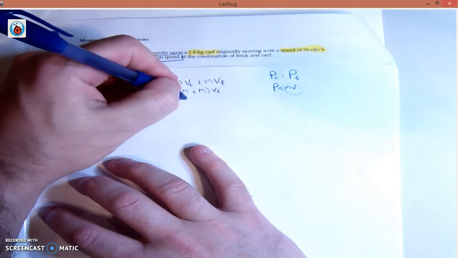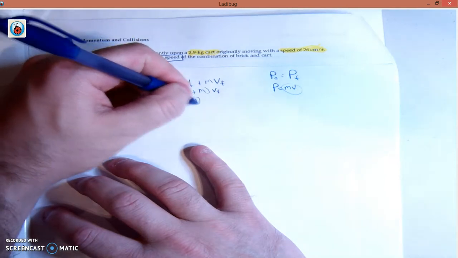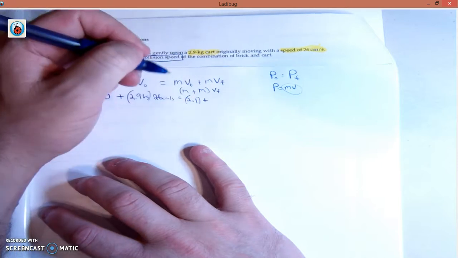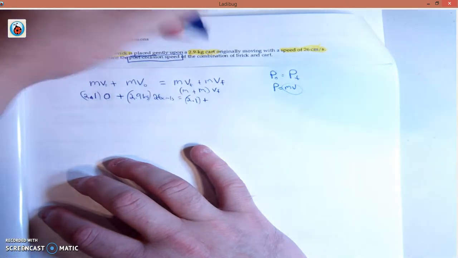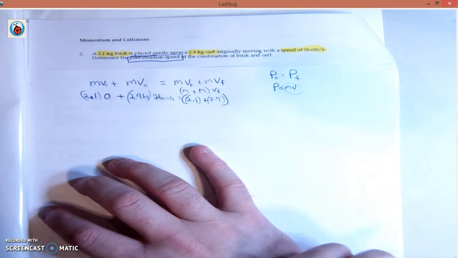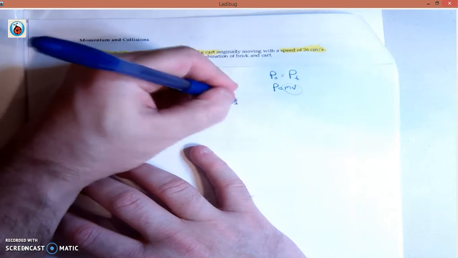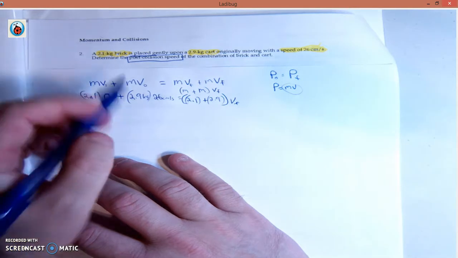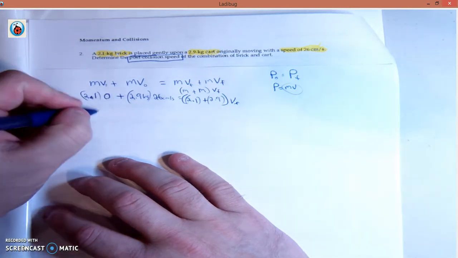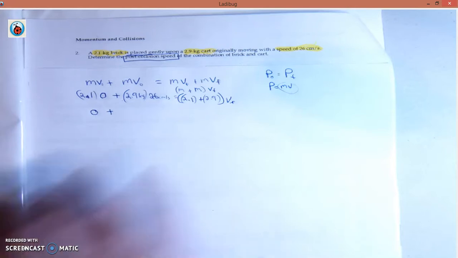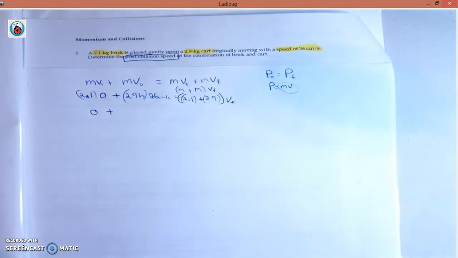So the first mass is 2.1 plus, I'm going to put a lot of parentheses here because the points can get confusing. So mass 2.1 plus 2.9, super parentheses, times the velocity, which is the final velocity. Now let's do some adding. The 2.1 times 0 is 0. So the momentum of the brick is 0 plus 2.9 times 26. Let's calculate this. Here we go.